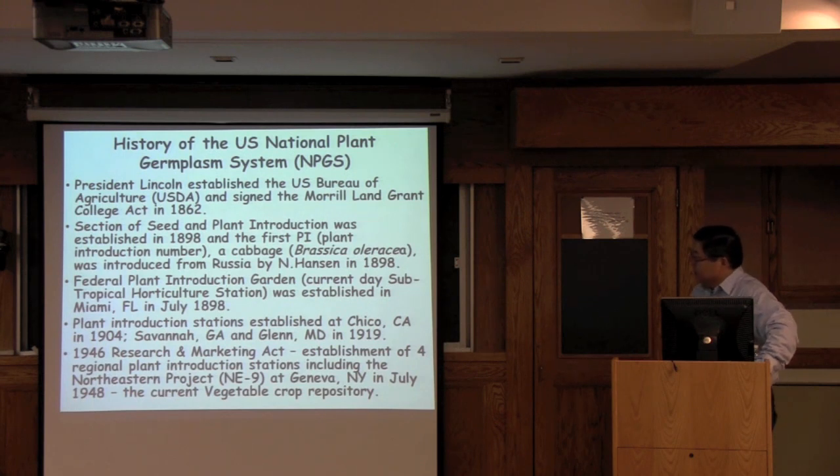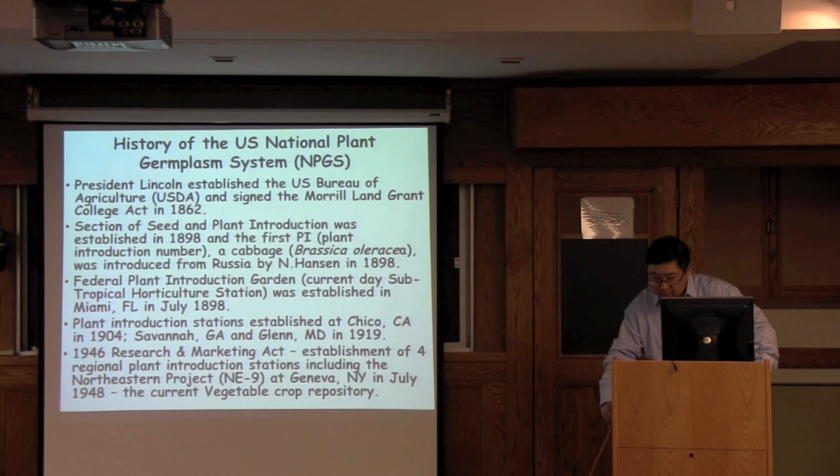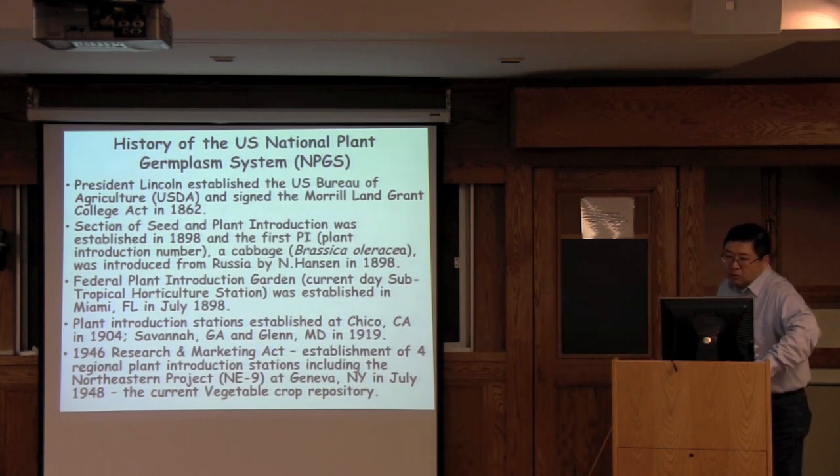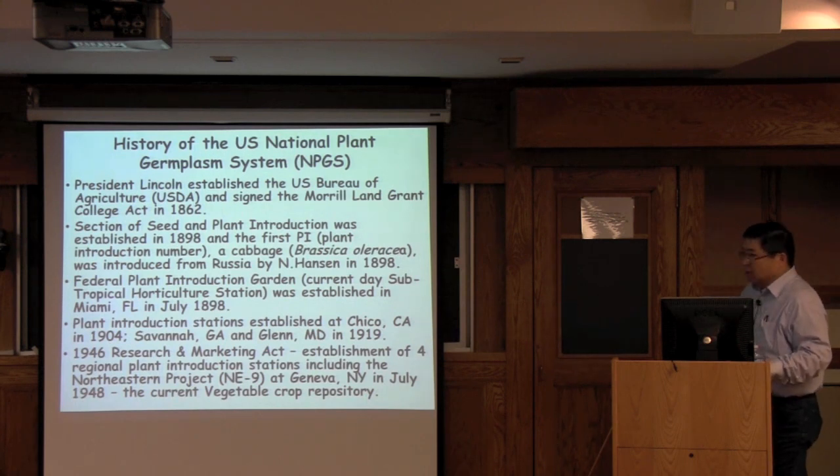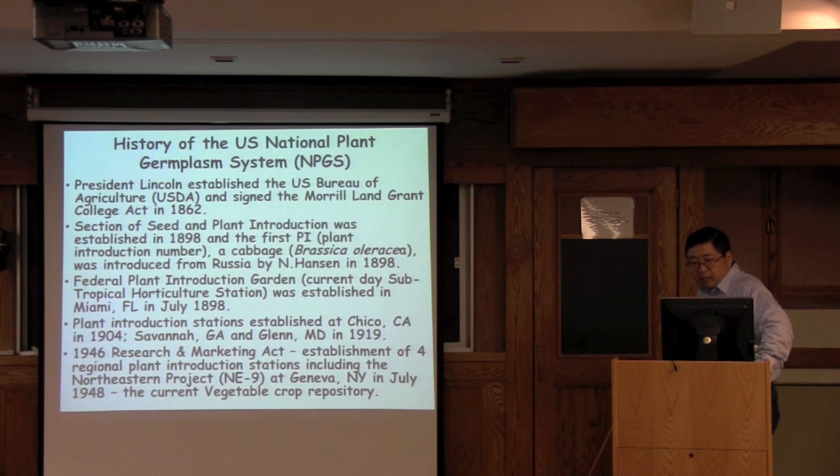In 1946, the Research and Marketing Act allowed the establishment of four additional regional plant introduction stations, including the Northeastern Project, which we call NE9, at Geneva, New York in July 1948, which has become the current day vegetable crop repository in Geneva.